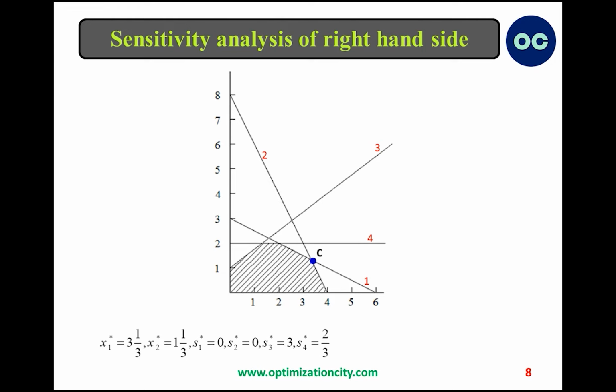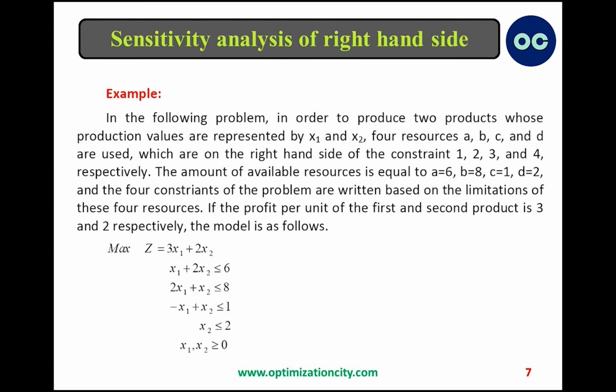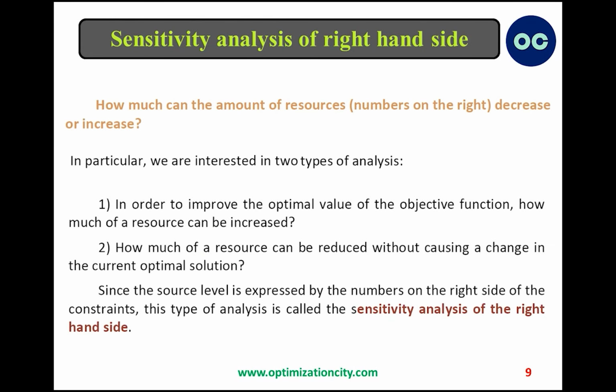So what is the difference between constraints 1, 2, 3, and 4? We'll discuss this in this slide. How flexible are the resource amounts, the numbers on the right-hand side, to decrease or increase? Once we have found the best solution, we can explore potential changes to further optimize it, especially if we focus on two types of analysis.